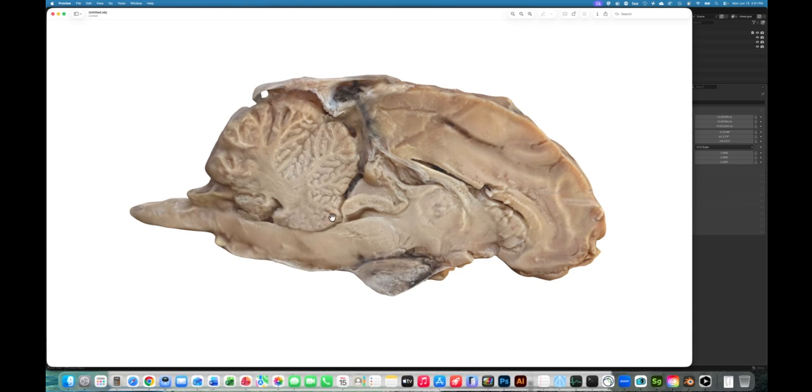This here is the cerebellum, and we call this pattern here the arbor vitae, which means tree of life, and it kind of looks like the arbor vitae plant, and that's where it gets its name. And so that's all of the cerebellum there. The pons is this swollen area that's present in mammals.